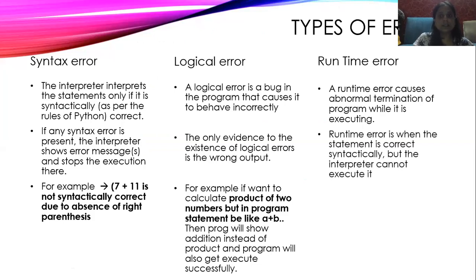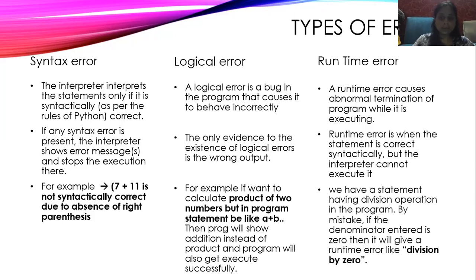A runtime error is when the statement is correct syntactically, but the interpreter cannot execute it. Division by 0, 0 is also an integer, syntactically it was correct, but division by 0 is not defined. That's why the interpreter was not able to divide by that particular number. Again, the example of division by 0 is a very common example.